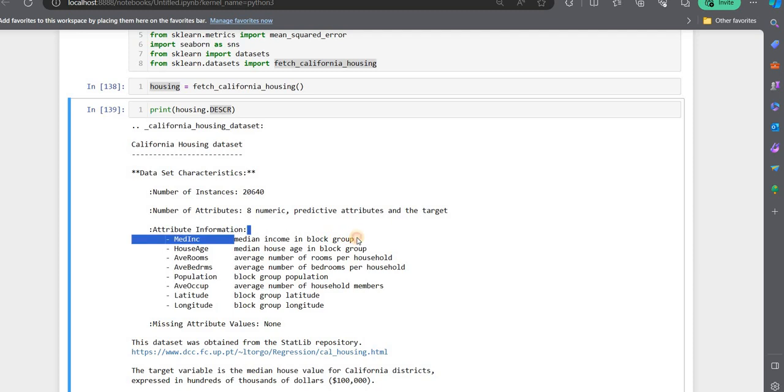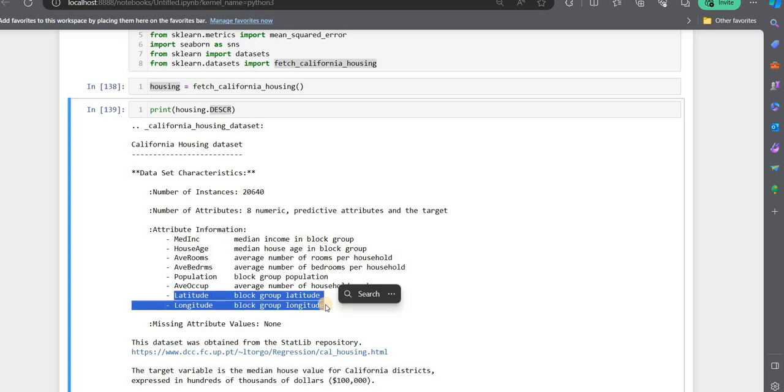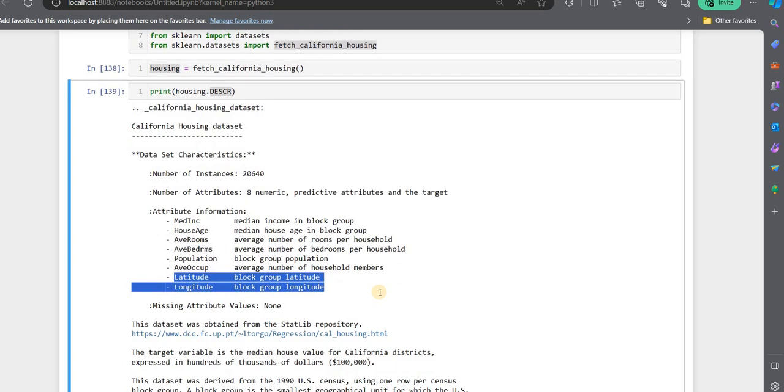MedInc means median income in the block group. HouseAge means median house age in that block, so this is for a specific block's house data. Median age means how old that house is. Median is the center point, and I will come to the statistical part later. Just understand this is the age of that house. Average rooms per household, how many average rooms there are, and the same for bedrooms. Block group population, how much population there is in one block, and the latitude and longitude, the location of that specific house. This is the description.